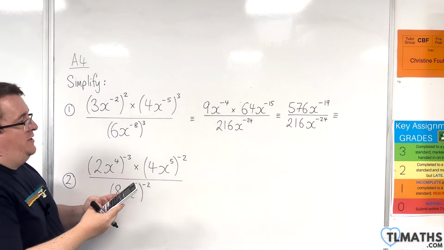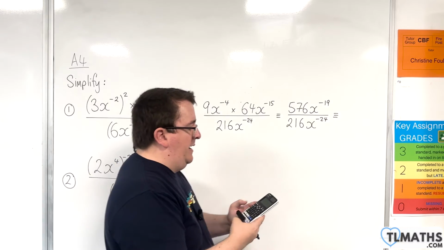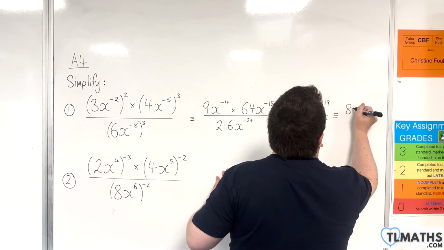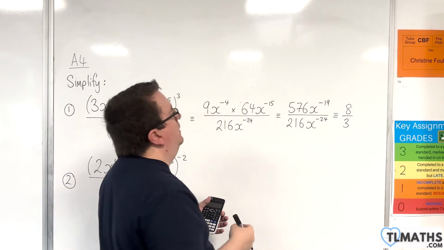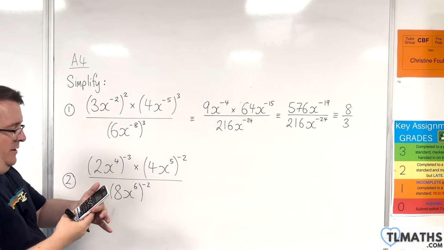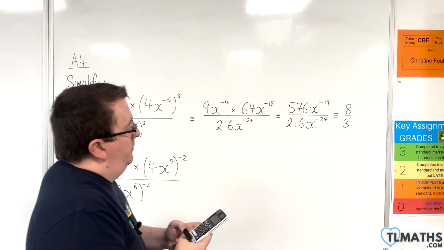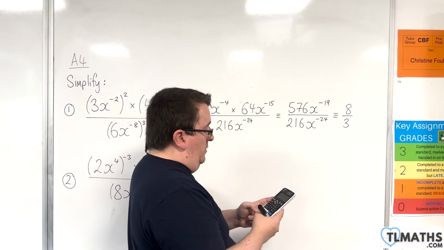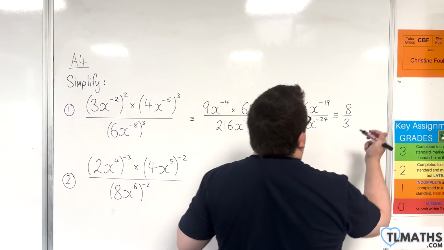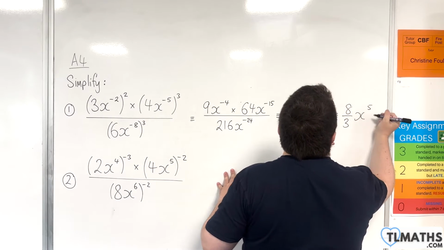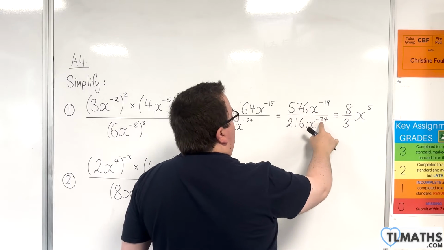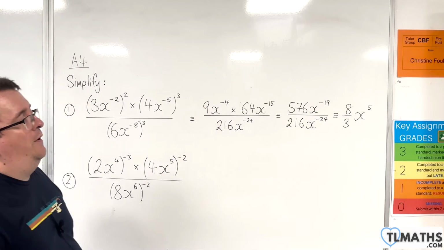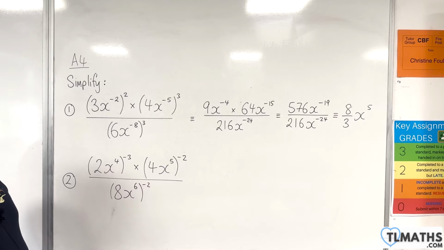So 576 divided by 216 on my calculator is 8/3. So we'll have 8/3. Then we have minus 19, take away minus 24, so plus 24, so 5. So x to the 5. So minus 19, take away the minus 24 is the 5. So 8/3 x to the 5 is our answer.